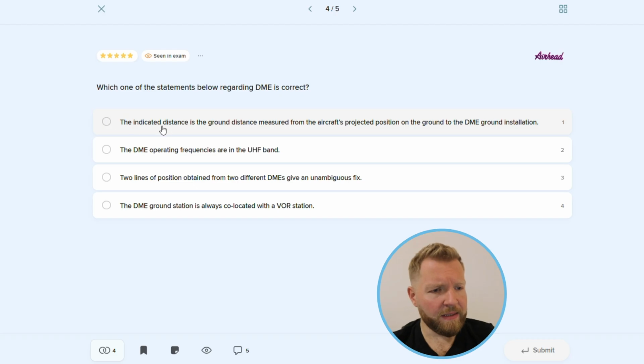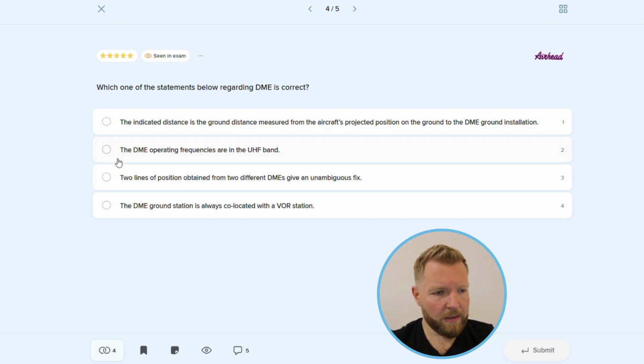The first one: the indicated distance is the ground distance measured from the aircraft's projected position on the ground to the DME ground installation. Oh, that's not true, because the indicated distance is a slant range from the aircraft to the DME. Slant range is an actual distance in a straight line in the air and not a projection on the ground. That means that, for example, if we are flying exactly over the DME station at, let's say, 6,000 feet altitude, the indication of the DME distance will be roughly 1 nautical mile, since 1 nautical mile is about 6,076 feet. So this answer is incorrect.